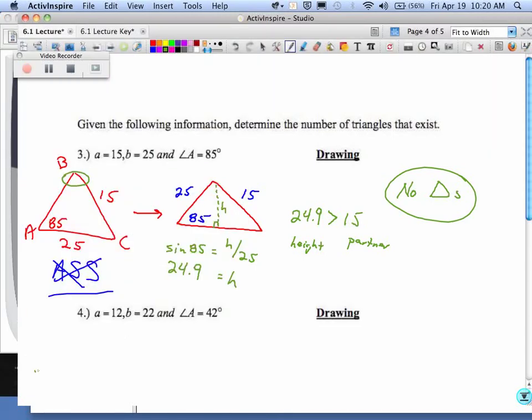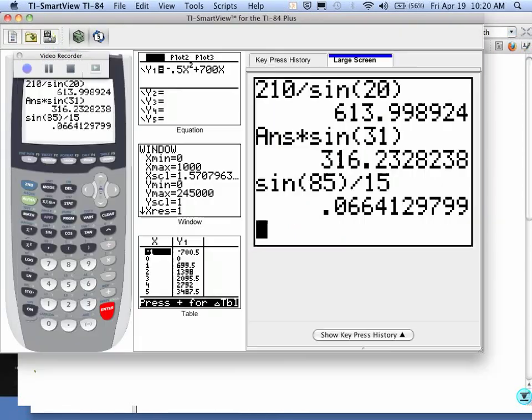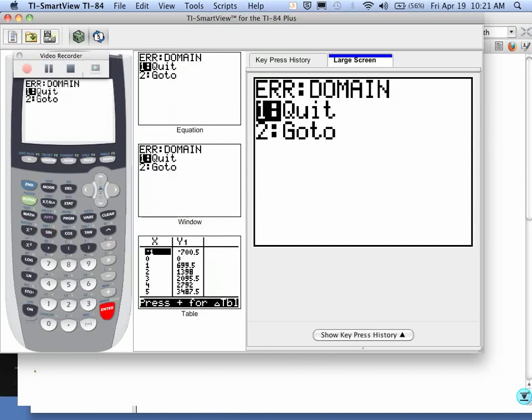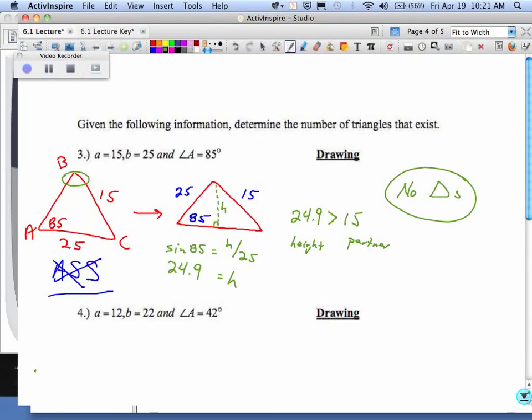Now remember, that's equal to sine of A. So you have to inverse it. So you go inverse sine of your answer. Hey, my calculator's not working. The reason why it's not working is the calculator is telling you it doesn't work. Okay?